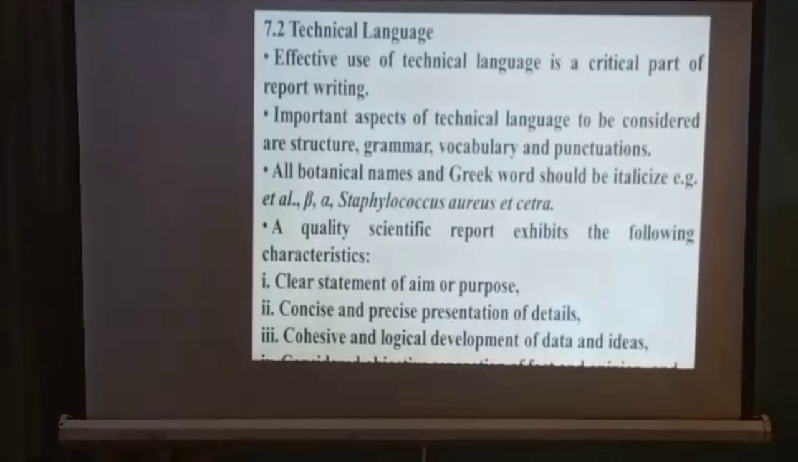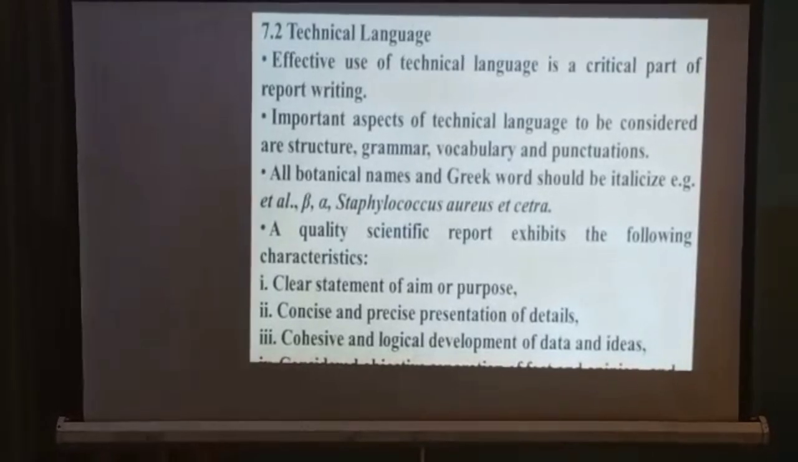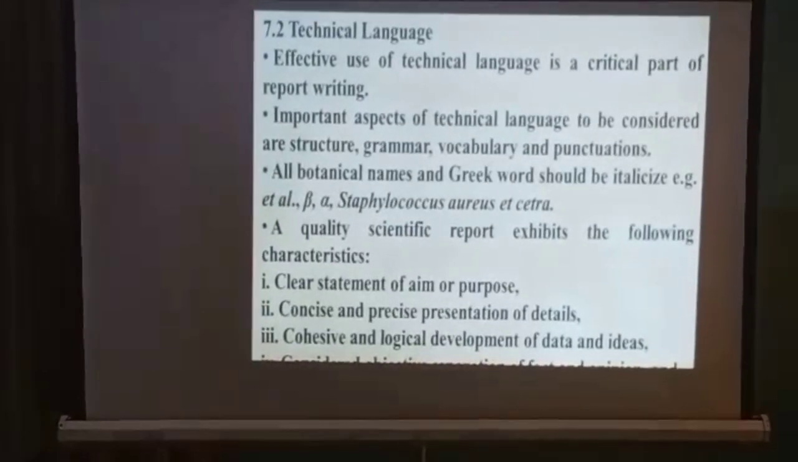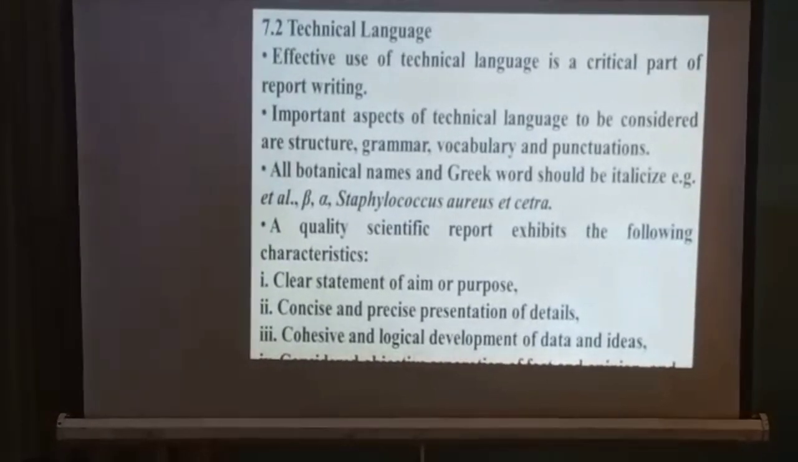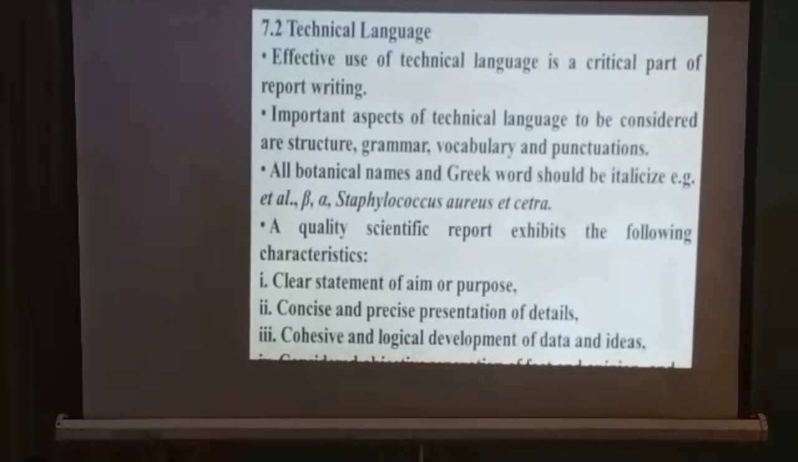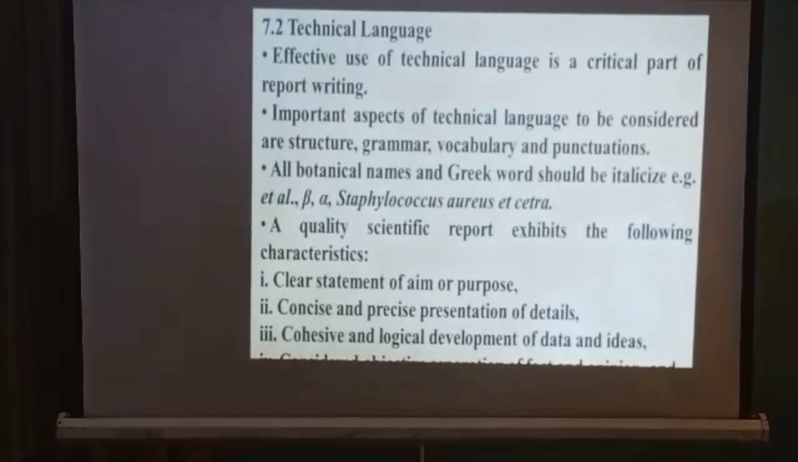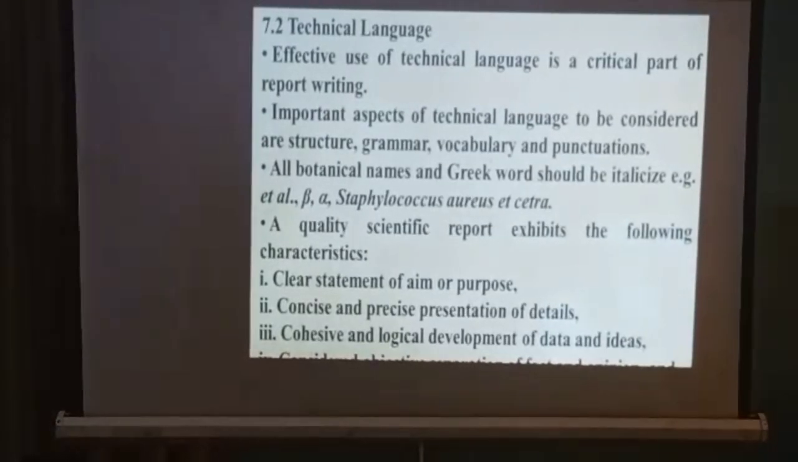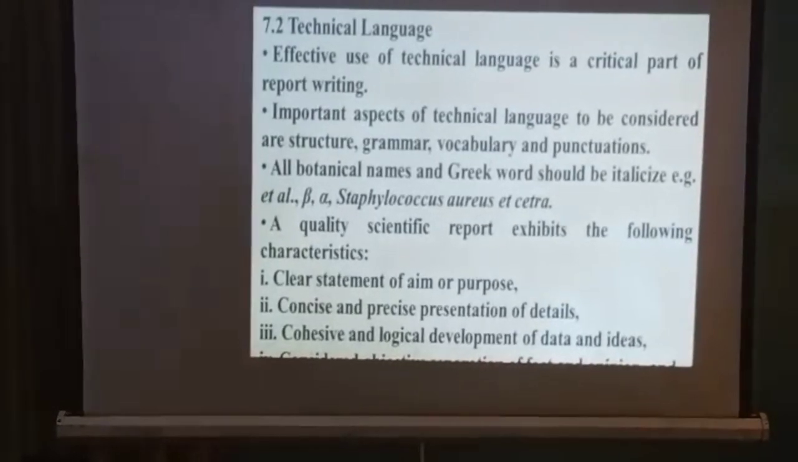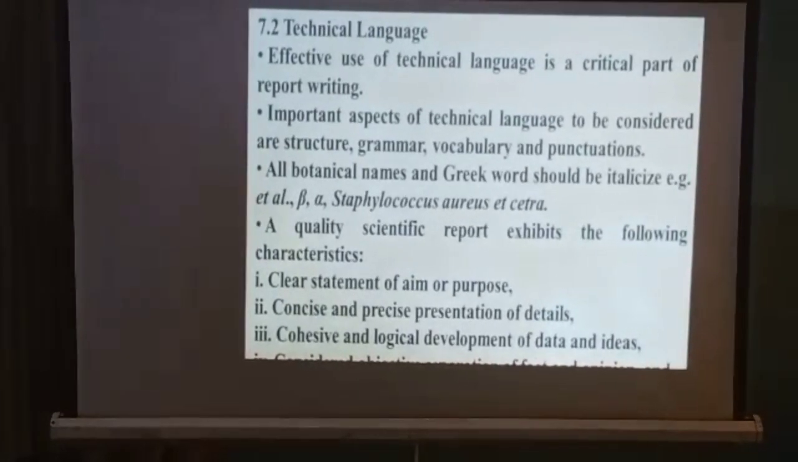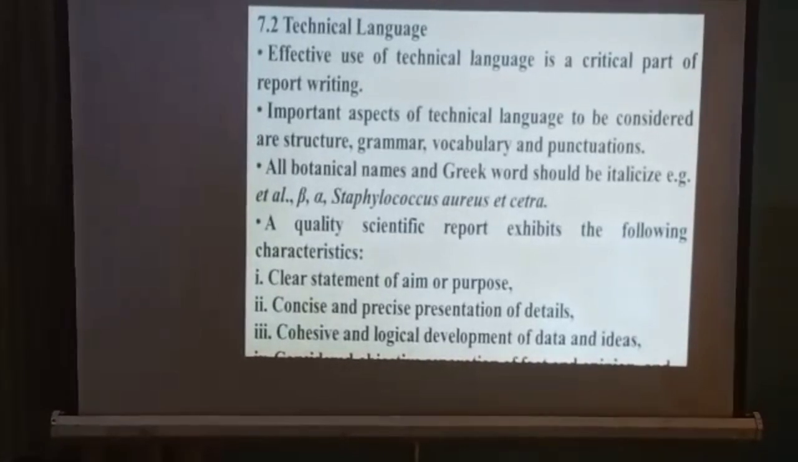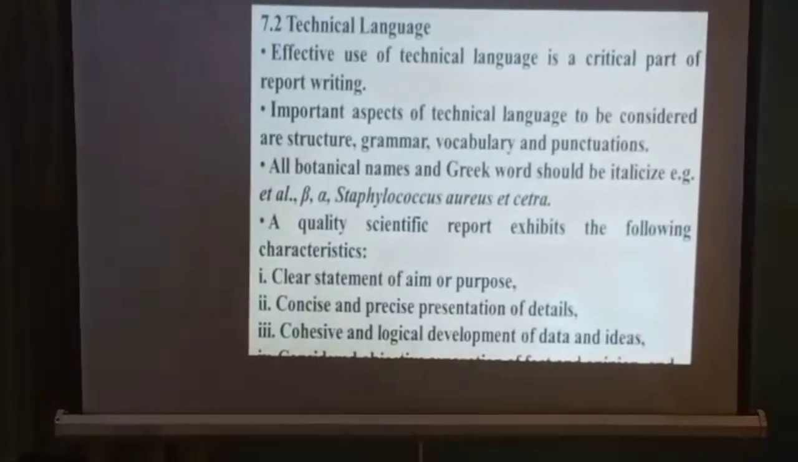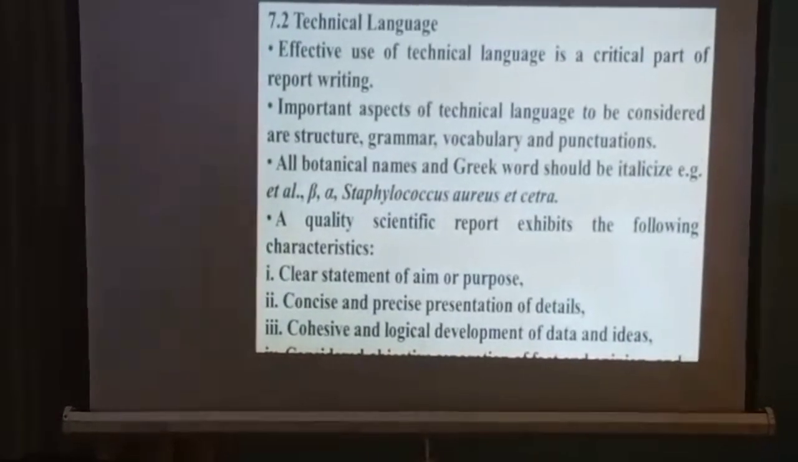Okay. A quality scientific report exhibits the following characteristics. 1. A clear statement of aim and purpose. 2. A concise and precise presentation of details. 3. A cohesive and logical development of what? Of data and what? Ideas. Okay?